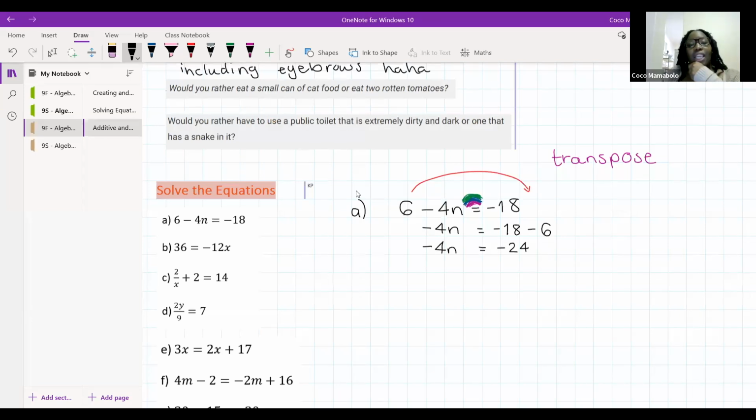The last thing that we need to do, instead of looking for the multiplicative inverse, we can just divide by the thing we want to get rid of. We can then divide by negative 4. So I'm going to divide this side by negative 4, and I'm also going to divide this side by negative 4. Negative 4 divided by negative 4 will cancel, and I will have n is equal to, a negative and a negative will give us a positive, and 24 divided by 4 is 6.